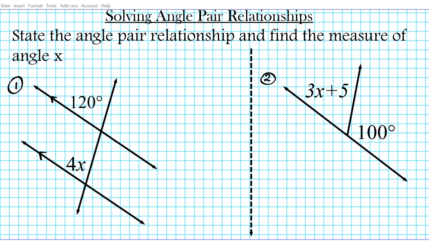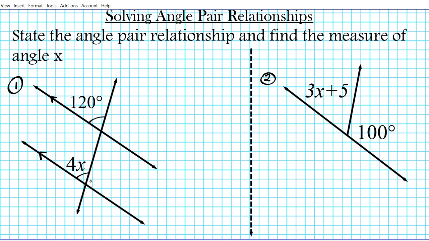All right, let's take a look at question number 1. The instructions for the examples we're going to be solving are as follows. We're to state the angle pair relationship and find the measure of angle x. In this problem 1, we have two parallel lines cut by a transversal. So what's the relationship between these two angles?